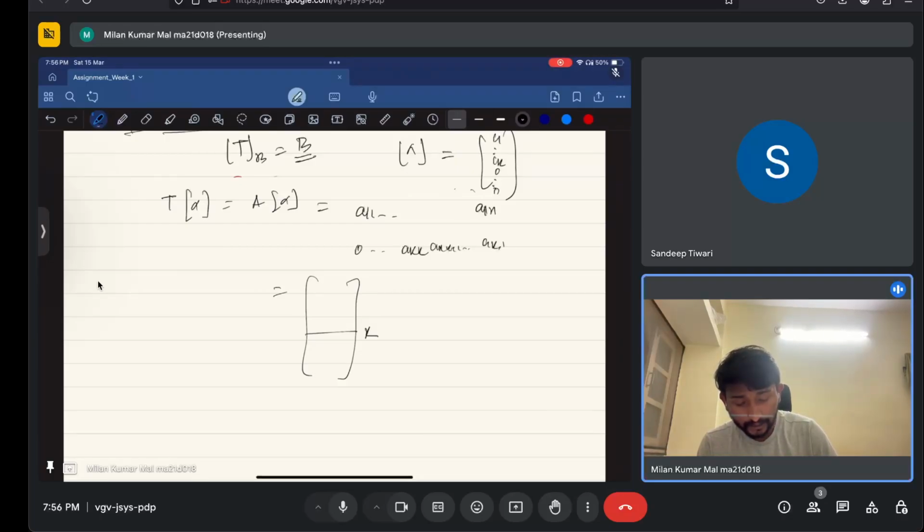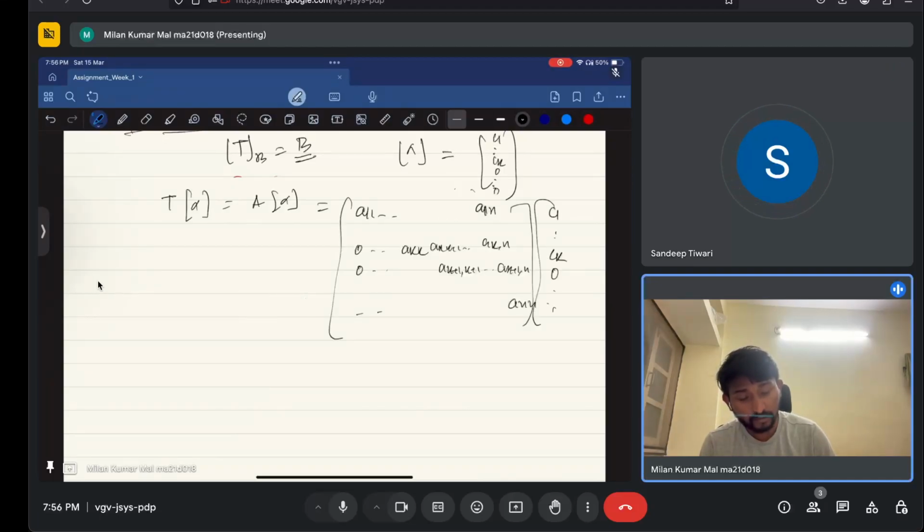So a kn, this is the matrix, and something next one will be 0 to a k plus 1 all the way a k plus 1 n, and all the way a nn. This is the matrix, right? And I am multiplying with c1 ck 0 0 0.